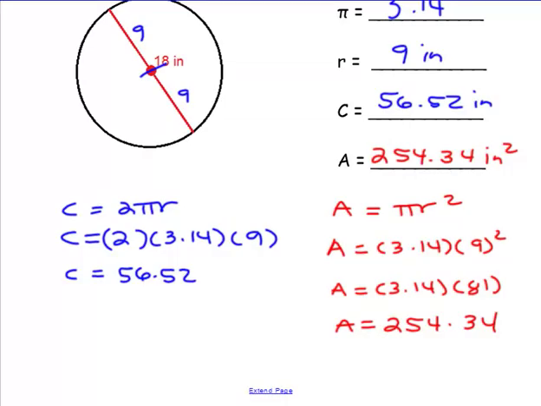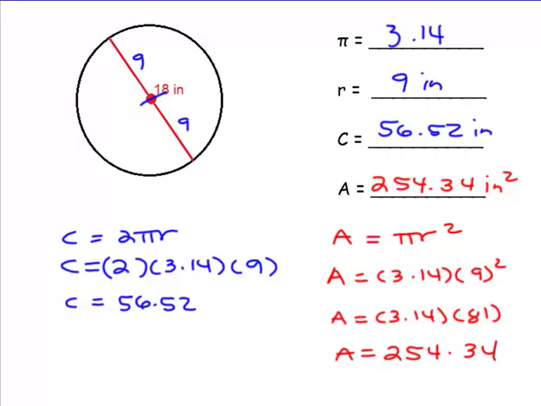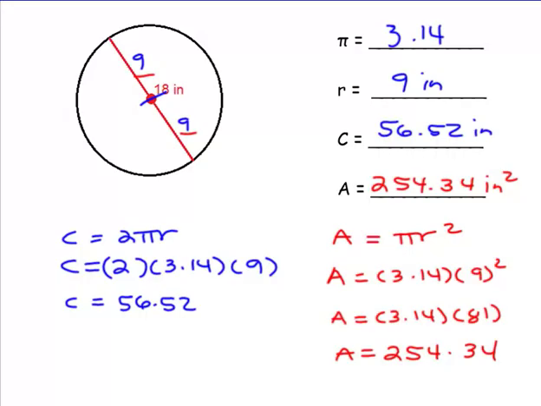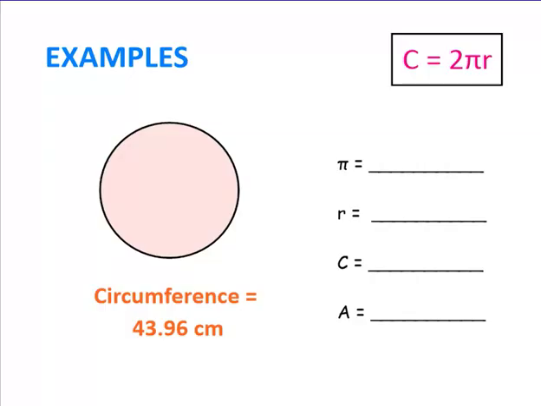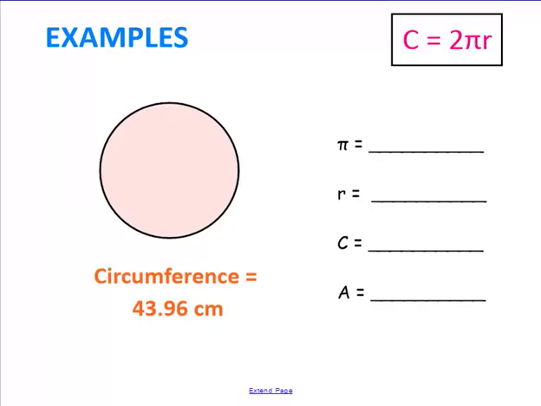All right, so in this example here, our radius was half of the diameter, which is 9, and the diameter was 18. So we put it in 2 times pi times r, and that gave us 56.52 inches. Remember, it's not squared because circumference is perimeter. Then I also asked you for the area. So 3.14 times 9 squared. 9 squared is 81, and when you multiply those two together, you should get 254.34 inches squared.